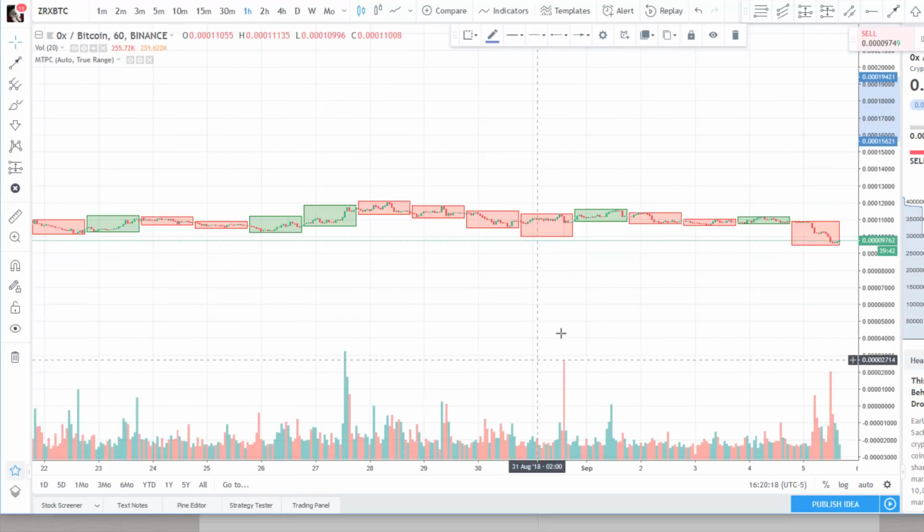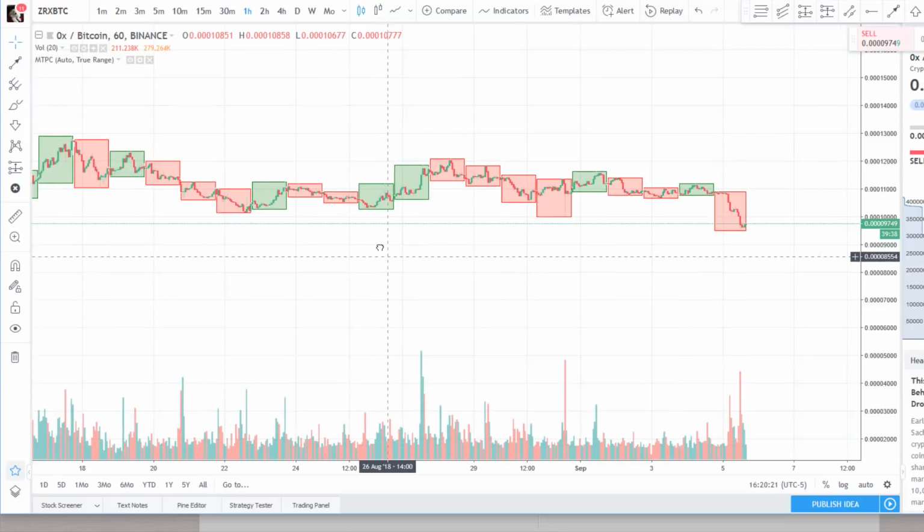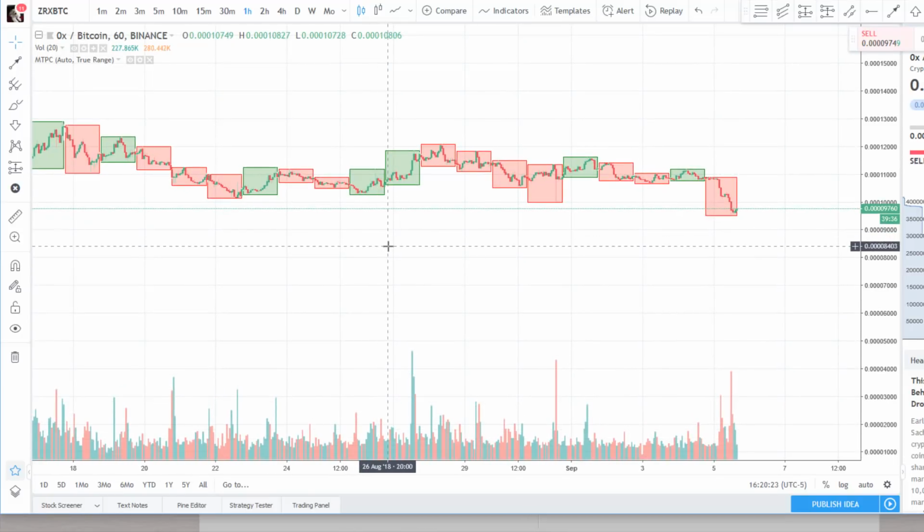The other thing is you go to the 1-hour time frame, you get the same type of thing. So if there's one of the indicators that I would add, it's this, because it really gives you a visual cue of the daily trading ranges.